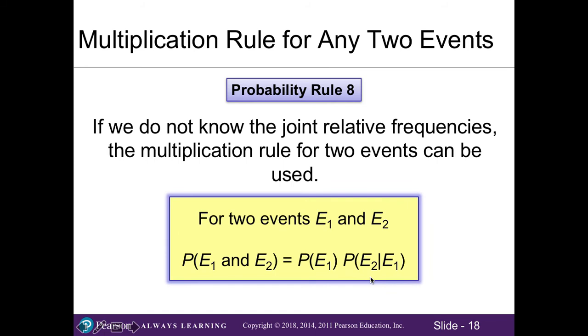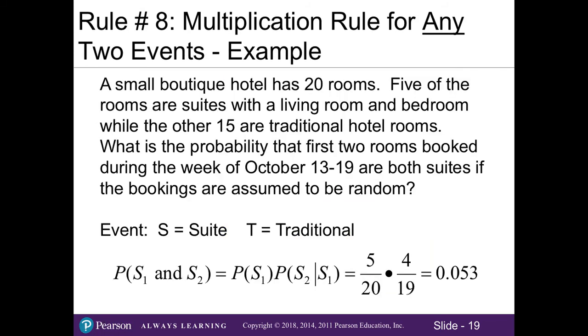So let's look at an example. It's a bit more straightforward. So imagine we have a small boutique hotel which has 20 rooms. 5 of the rooms are suites with a living room and a bedroom, while the other 15 are traditional hotel rooms, meaning they don't have living rooms. What's the probability that the first 2 rooms booked during the week of October 13 through 19 are both suites if the bookings are assumed to be random?